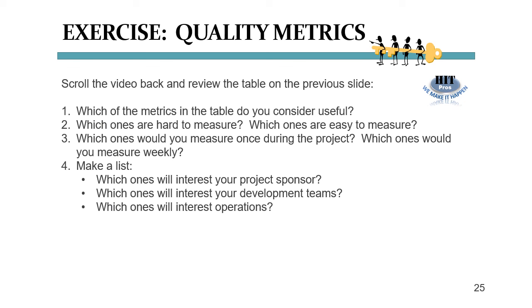Now take another look at the process and product metrics we have just seen and ask yourself the following questions. Which of the metrics in this table do you consider useful? Which ones are hard to measure? Which ones are easy to measure? Which ones would you measure once during the project, and which ones would you measure weekly? Then make a list. Which ones will interest your project sponsor, or your development teams, or operations?